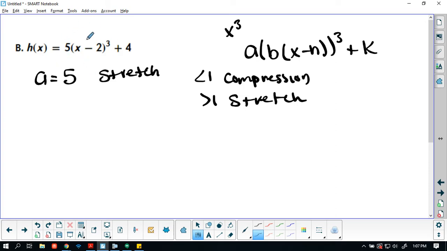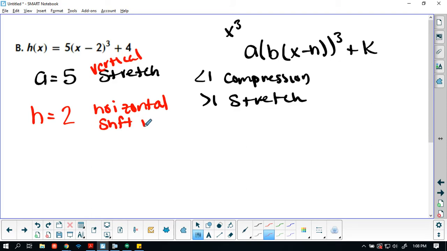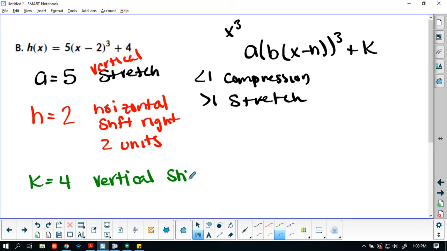All right. Second thing, it looks like I have an h. My h is going to be positive 2 because, again, you do the opposite signs, which means that this is a horizontal shift right 2 units. This is vertical. And then the last one is our k. K in this case equals 4, which is a vertical shift up 4 units.